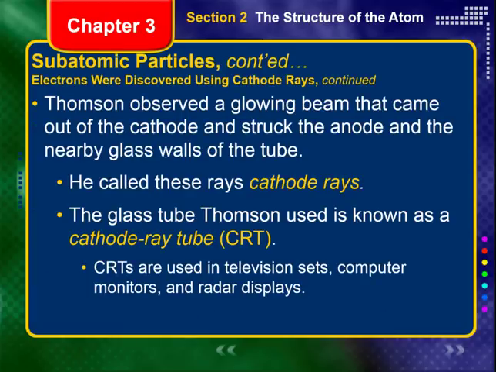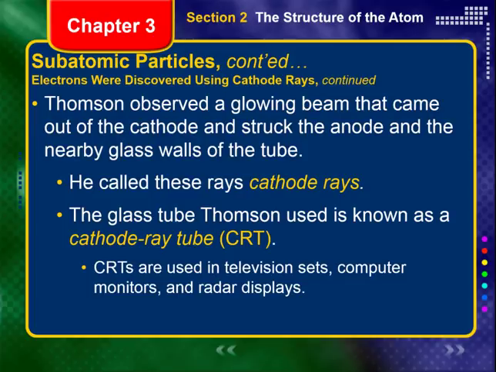So when he set this up, Thomson observed that a glowing beam came out of the cathode and struck the anode, right? It came from one side, from one plate to the other plate. It jumped from the cathode to the anode, and it caused the nearby glass walls of the tube to glow. He called these cathode rays. Why? Because they came out of the cathode.